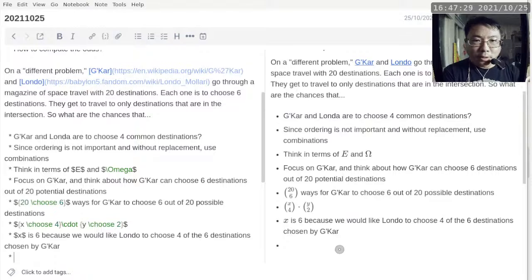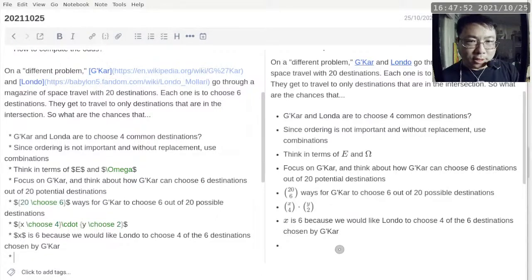Is that okay? Does everybody understand why x is 6? Because out of the 6 destinations that are already chosen by Jakar, we are trying to figure out how many ways we can choose 4 of those 6 so that we have an intersection of exactly 4 destinations. All right? What about y?